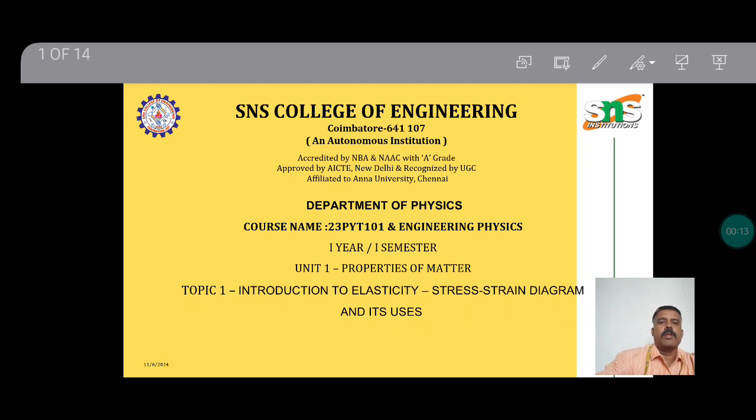Today I am discussing the topic of Introduction to Elasticity, Stress Strain Diagram and its uses. It's under the Properties of Matter unit.